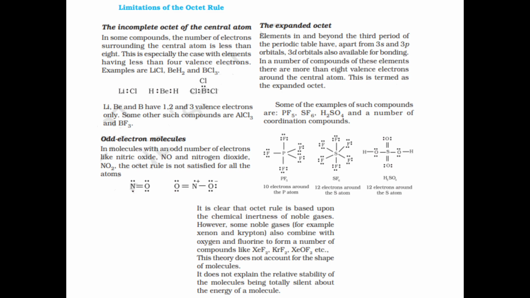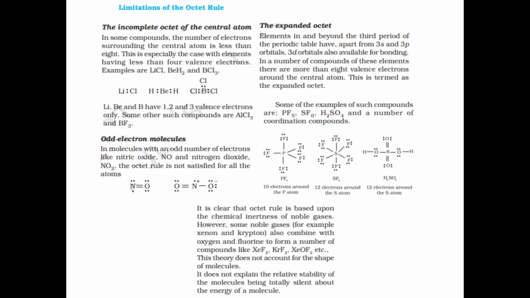For expanded octet, elements beyond the third period of the periodic table, apart from 3s and 3p orbitals, also have 3d orbitals available for bonding. In a number of compounds of these elements, there are more than 8 valence electrons around the central atom. Some examples are PF5, SF6, H2SO4, and a number of coordination compounds that have an expanded octet.